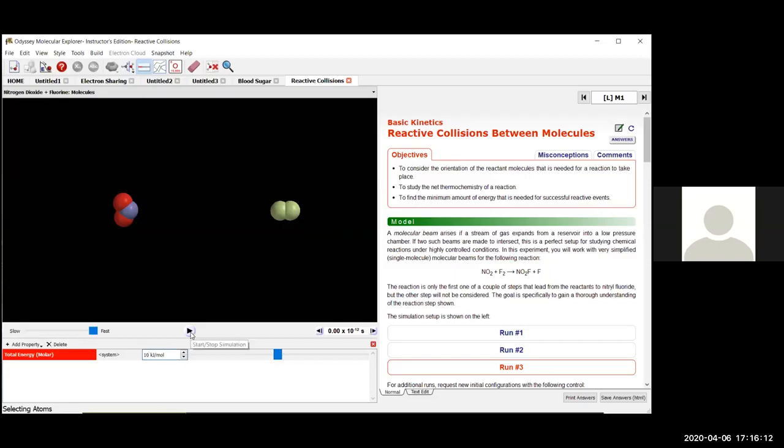And if I run the simulation, they will already fly a little bit more slowly because there's less kinetic energy. And even though earlier, when I was above the activation barrier, this led to a reaction, now I'm below the activation barrier, and even though the steric conditions were fulfilled, I don't get a reaction. So that's an example of kinetics.